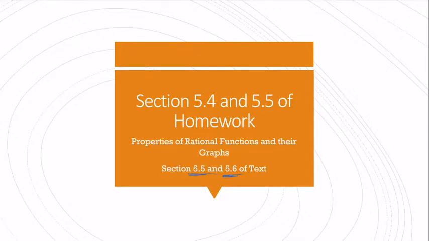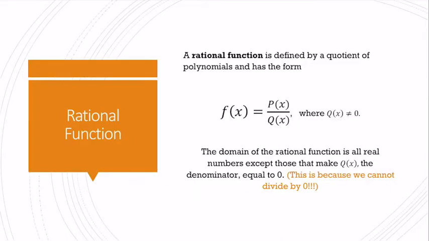So a rational function is defined by a quotient, i.e. fraction, of polynomials that has the form f of x equals p of x over q of x, where p of x and q of x are both polynomials, but q of x doesn't equal 0. Okay, and it's really important that the denominator never equals 0 because we can't divide by 0, it's undefined.